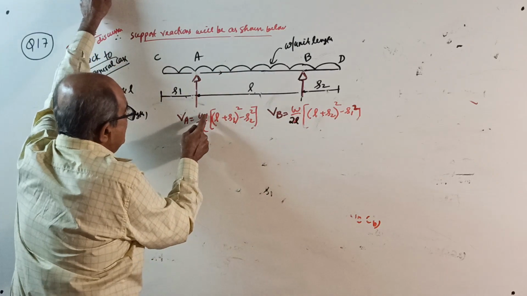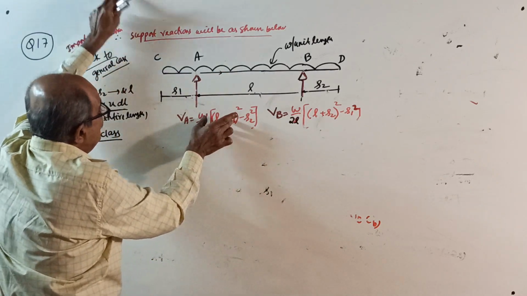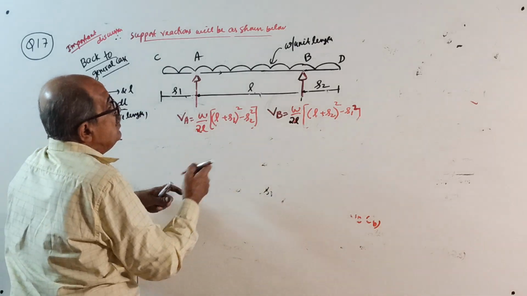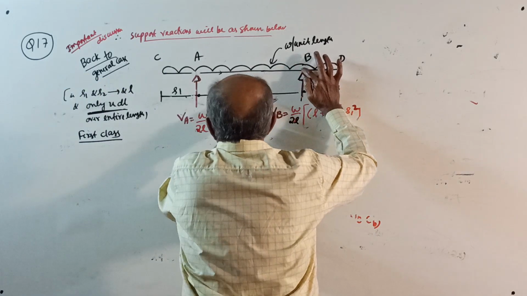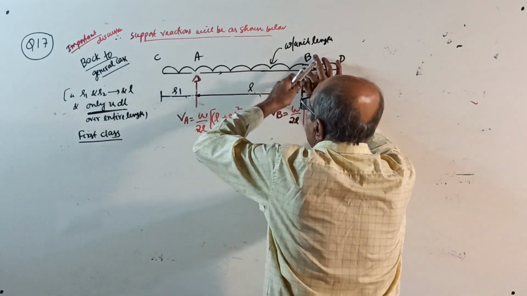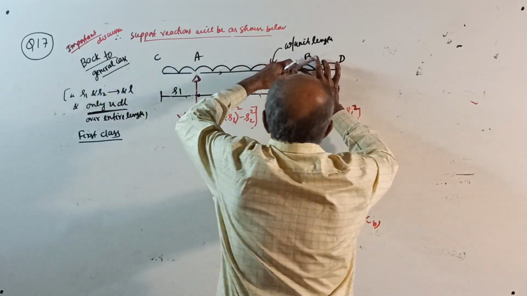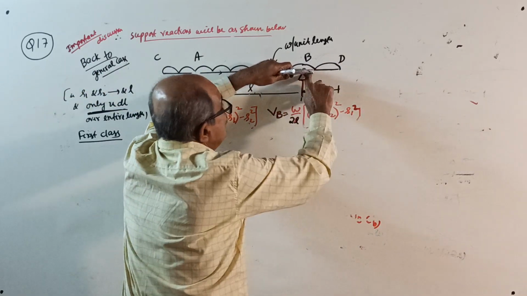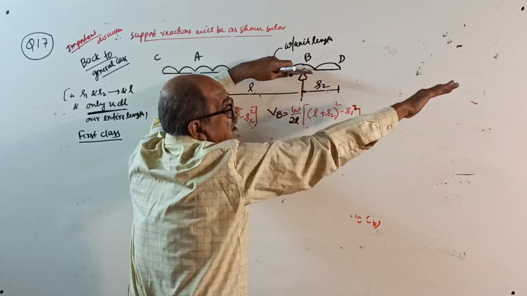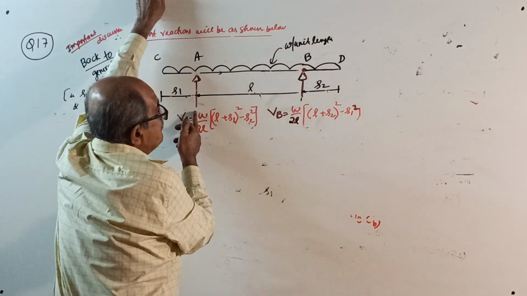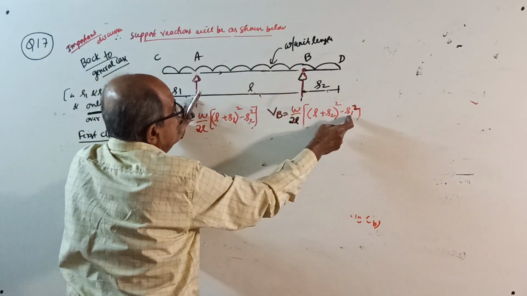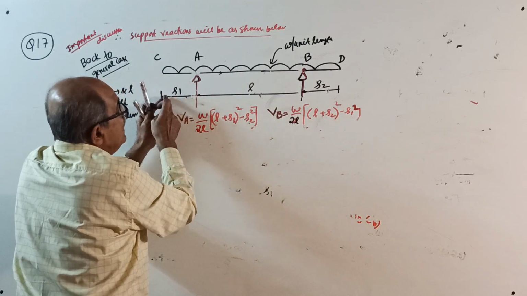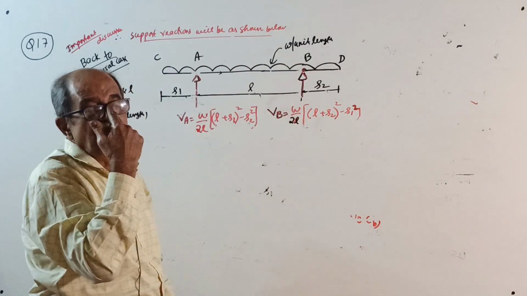Here, W, this term, see, when you want VA, your moment point is B. L plus S1 is the moment of this side. This is the moment of that side. If that side gives you heavy moment, this will lift. And here, L plus S2 is this one. This is S1. If this is very heavy, this gets lifted.